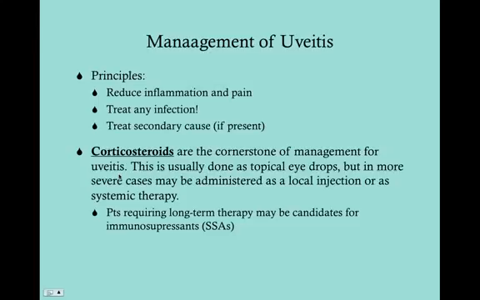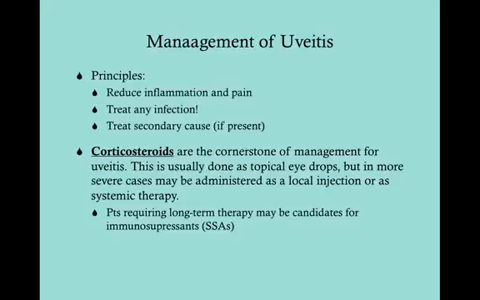All right. So how do we manage uveitis? How do we treat it? This is important. This is going to be primarily done by an ophthalmologist, but you should be aware of how it's treated. So there are 3 things that we do: reduce inflammation and pain. That's going to reduce your risk of developing complications, most important, especially when you're talking about anterior uveitis, glaucoma. You want to treat any infection. That's important because if there's an infection there, it needs to be treated in order to get rid of the uveitis. And then you want to treat any secondary cause if it's detected, if it's present.